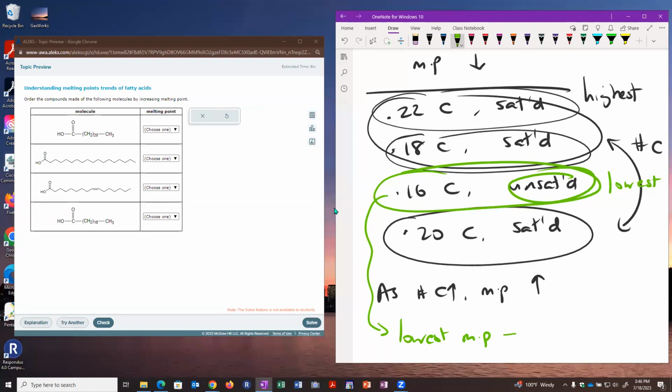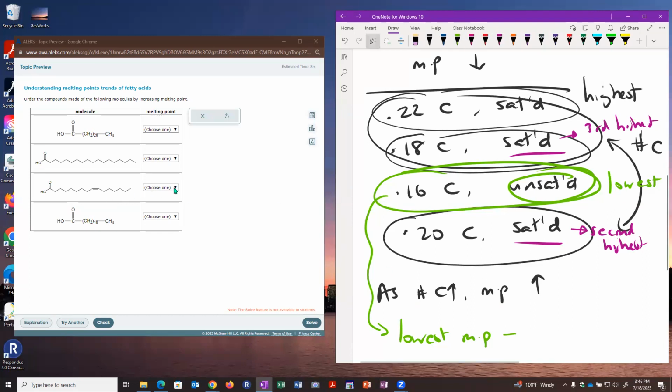All right, we have the highest, and then the only 2 left would be the 18 and the 20. The one with the higher number of carbons, because both of these are saturated, comparing these 2, this would have the second highest melting point, and then this one here would have the third highest, etc.